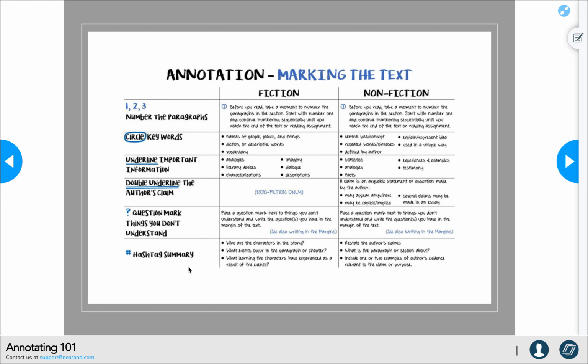And then hashtag summary. Basically, at the end, you're just going to put a hashtag, and in 1 to 2 sentences, you're going to tell me exactly what that paragraph or that text was about. Just break it down to the simplest form, so you have a general idea and make sure that you know what they're talking about. And again, it's easy for me to go over these, but you're going to see what it looks like in action, and that's when you're really going to start to understand things.